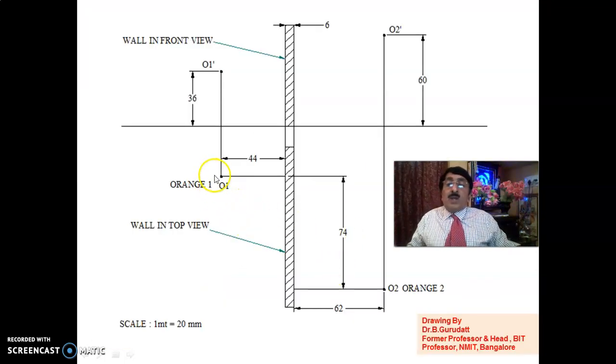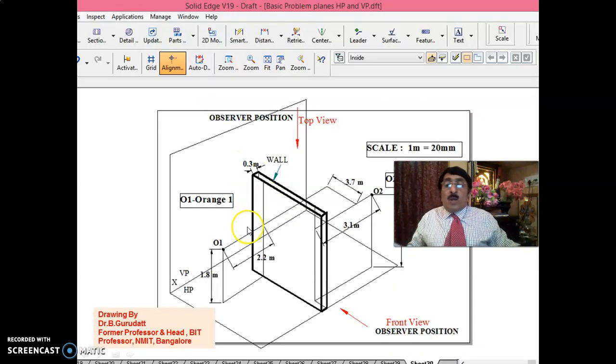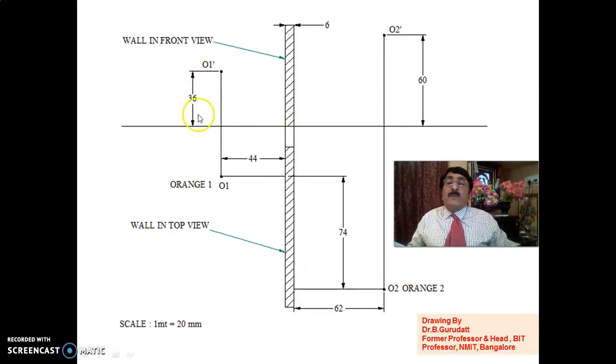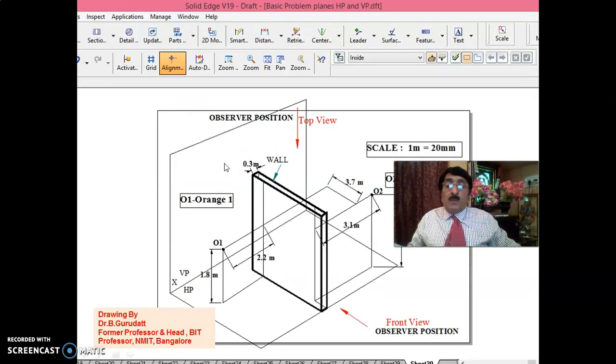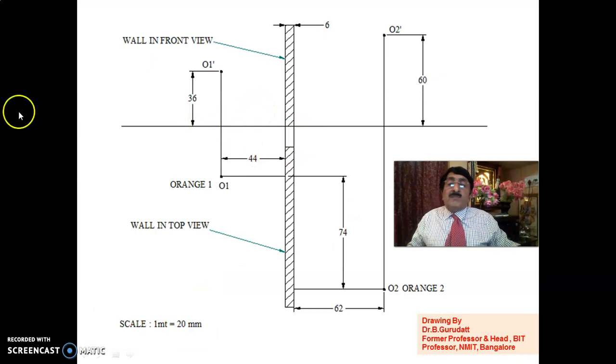That is, after drawing O1 and O1 dash, 36 and 44, you have anyway drawn the front view of the wall, you have drawn the top view of the wall. This length and all that don't bother, but the only thing is, this thickness has to be taken into consideration. This is also 6 mm, this is also 6 mm. Orange one is 1.8 meters above, 2.2 meters from the wall. That is what I have given. 1.8 meters, that is 36, and 2.2 meters from the wall. Okay, 2.2 meters is 44.